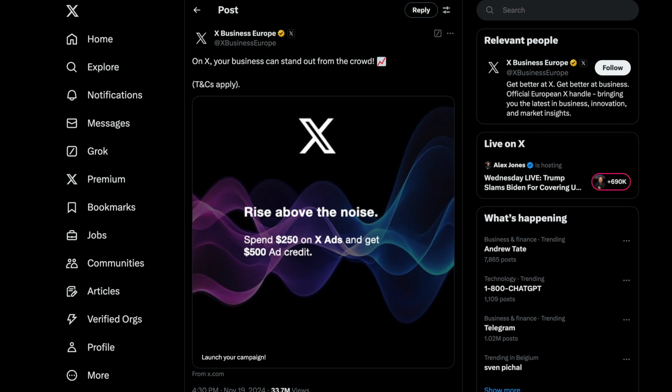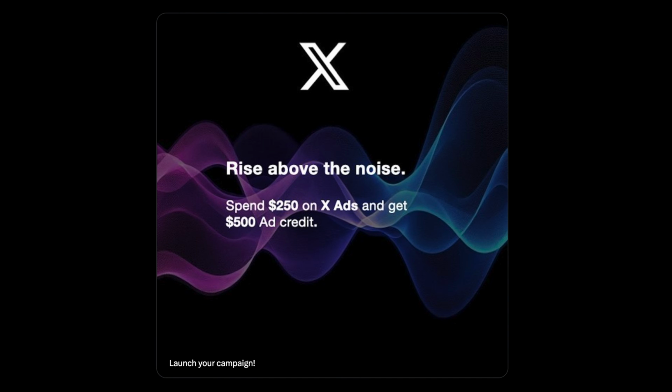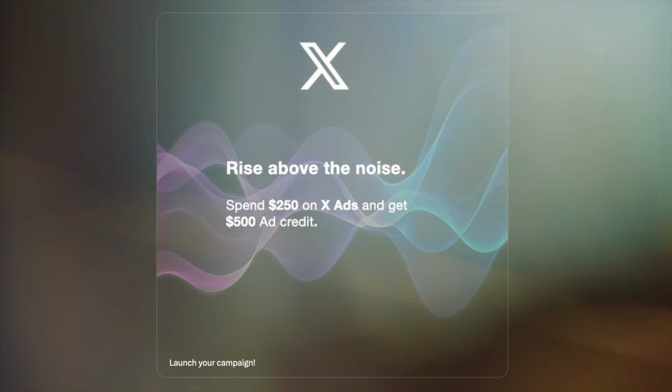Well, to figure this out, all you have to do is scroll a bit on X and you will eventually come to see this post right here. And check out what it says. Spend $250 on X ads and receive a $500 ad credit for free.